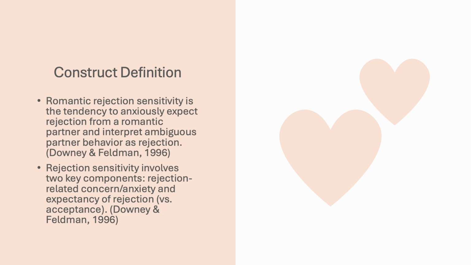Romantic rejection sensitivity is the tendency to anxiously expect rejection from a romantic partner and to interpret ambiguous partner behavior as rejection. This construct includes two key components: concern or anxiety about possible rejection, and expectancy that rejection will happen rather than acceptance. The reason that two-component structure matters is that someone can feel worried but not expect rejection, or expect rejection without feeling highly anxious, and those patterns could have different implications for how they behave in relationships.